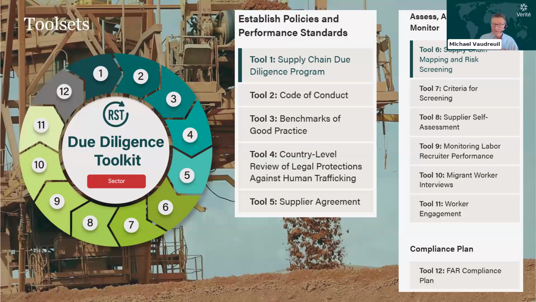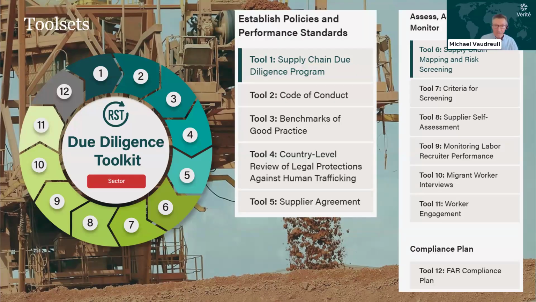Tool 7 is for organizations that use recruitment agents, staffing agents, and others that are involved in managing all or part of your process for recruiting and hiring workers. How do you identify ones that have the ability to meet your requirements, to recruit ethically, to prevent forced labor issues in the recruitment and hiring of workers?